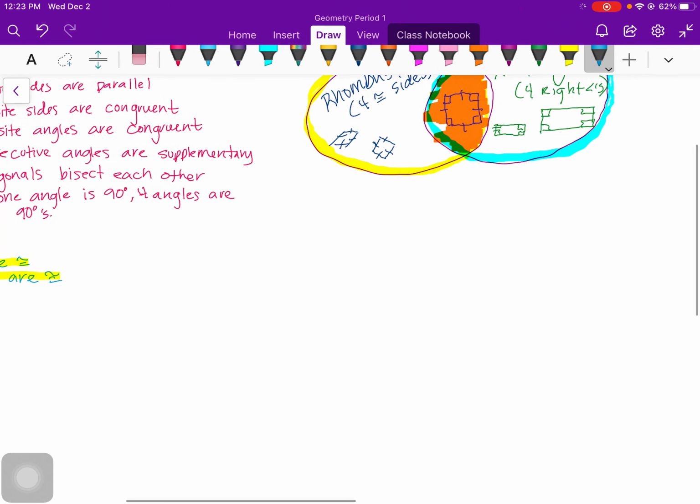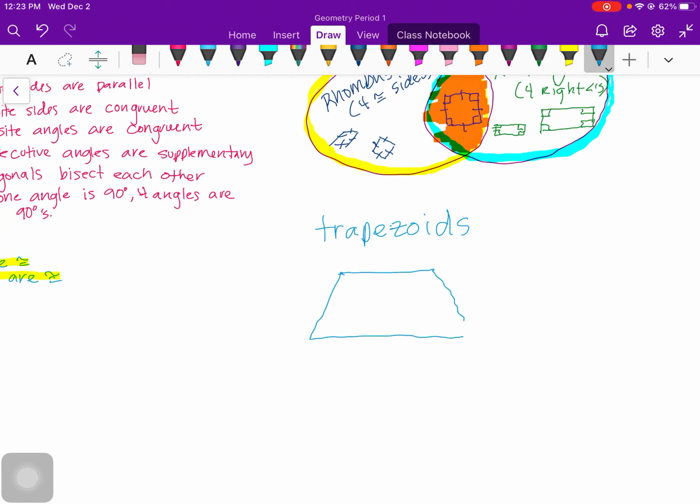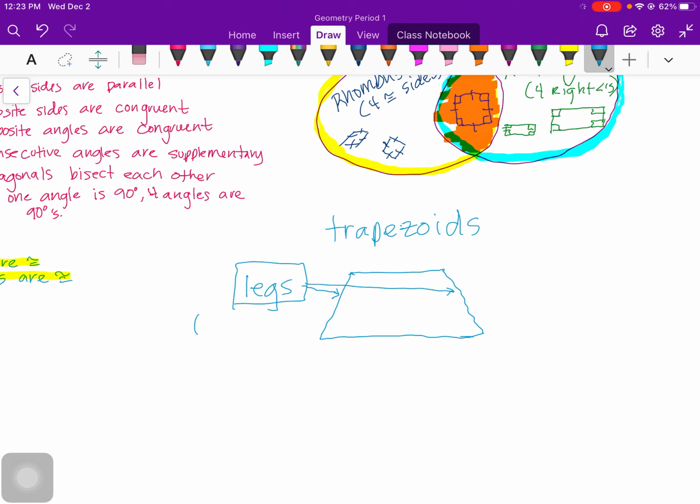I want to talk about trapezoids a little bit here. So there are some special properties of, or not properties, but parts of trapezoids that we need to know about. So I've got my trapezoid here. Sorry, my lines aren't very straight. We've got what we call legs. The legs of the trapezoid are the two sides that are not parallel. So they're opposite of each other, but they're not parallel. The sides that are parallel are called our bases. So that's a base and that's a base.